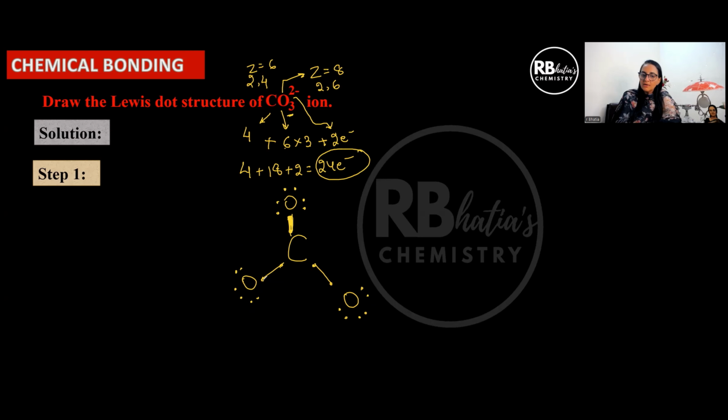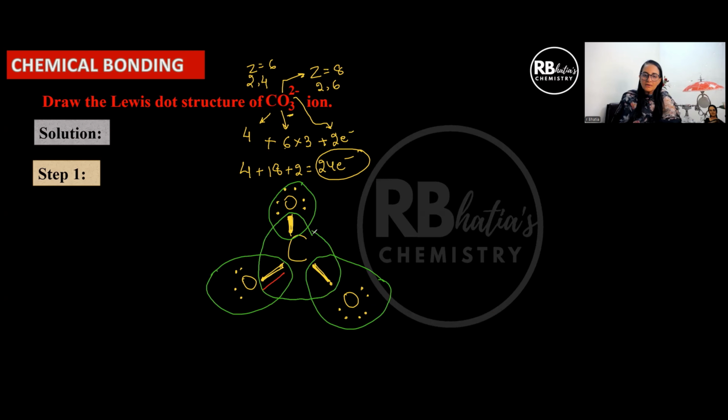But the carbon octet is still incomplete. Carbon still needs 2 electrons. So what will we do? Any one of the 3 oxygens is going to share one of its electron pairs with carbon. So what is the result now? Each oxygen has its octet complete, and carbon also has its octet complete. So this is the structure of the carbonate ion, CO3 2 negative ion.